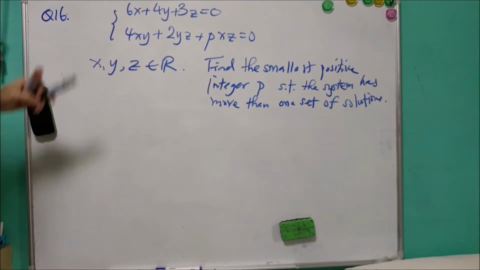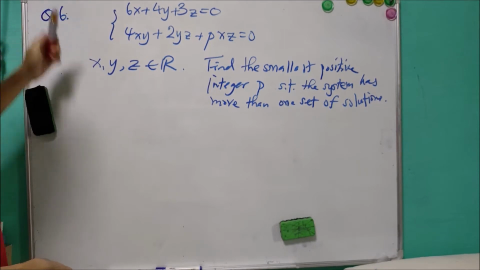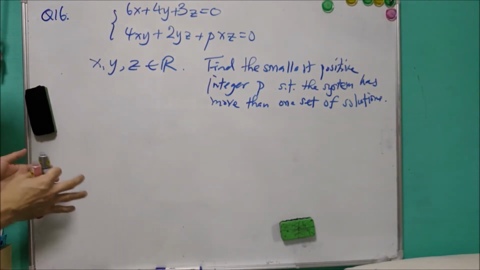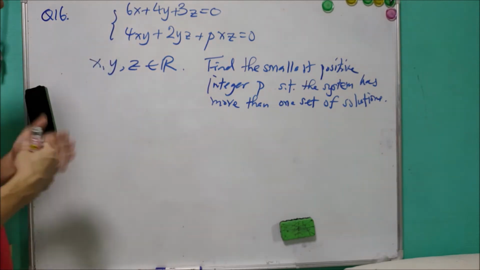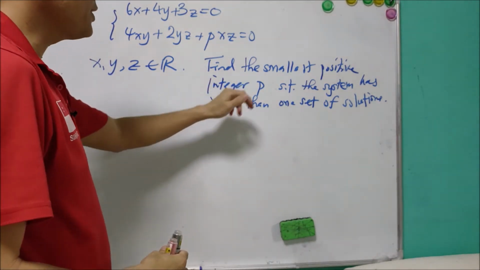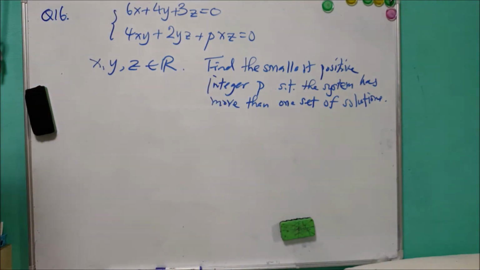Okay, this is question 16. Given that for this system of equations, x, y, z are real numbers, it's clear that when x, y, z all equal 0, it satisfies the equations in the system. So we are asked to find the smallest positive integer p such that the system has more than one set of solutions.